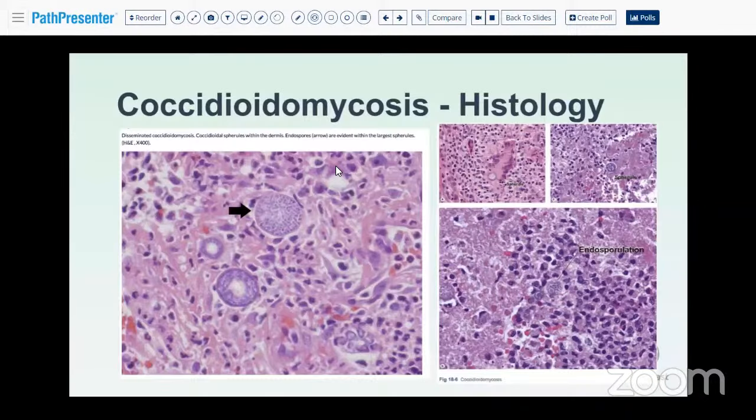Here are some more pictures of coccidioidomycosis. Here we see the variability in its size. Here we see an example of endosporulation. Yes, 50 is an oversimplification, but just for the purpose of remembering one organism compared to another, on average these are 50 microns. They are fairly large spherules. Some more examples: you can see them sometimes within multinucleated giant cells and sometimes free in the dermis.